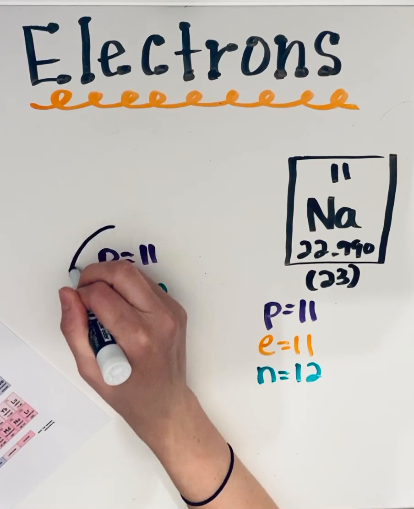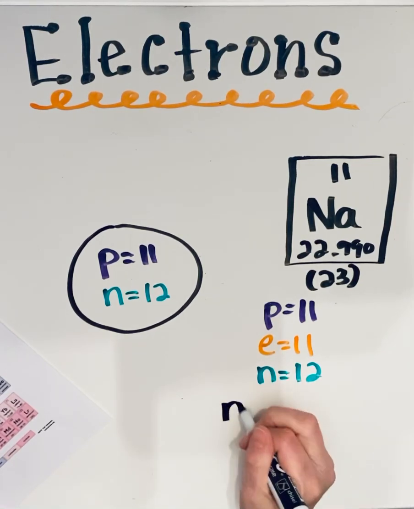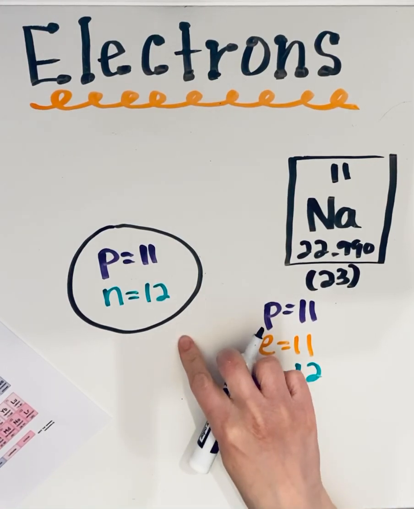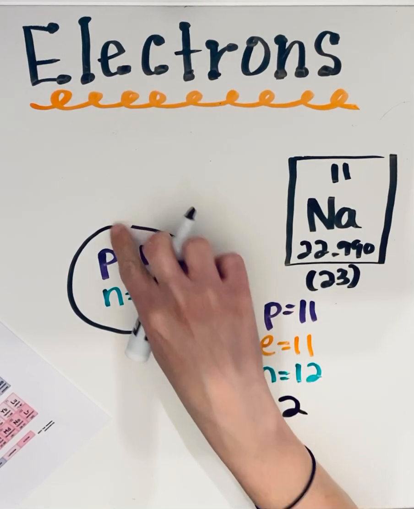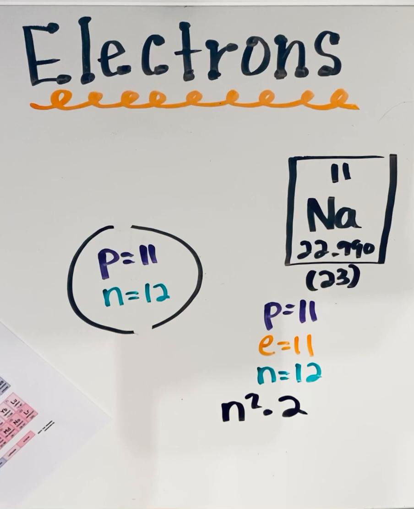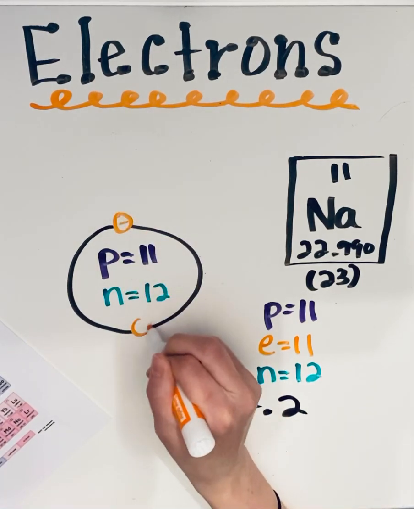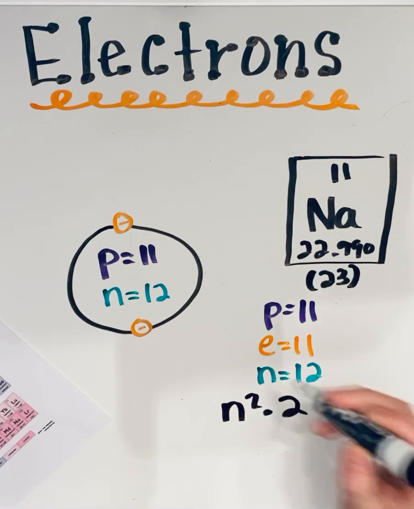All right, so my first energy level, floor 1. If I'm applying this formula again, n squared times 2, I know that 1 times 1 is 1, times 2 is 2. I can only fit 2 electrons on this first energy level. 1, 2. Okay, I still need 9 more electrons. So I'm going to go ahead and draw my second floor.